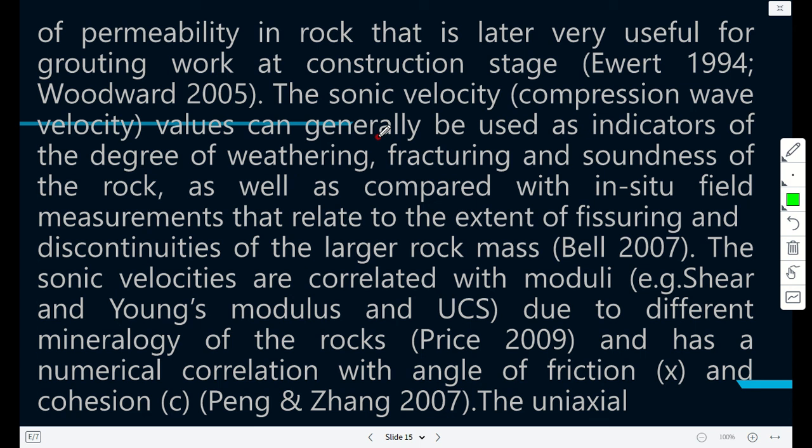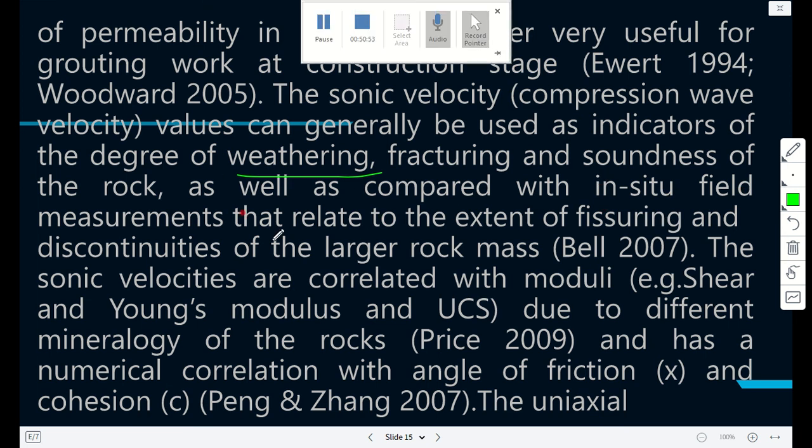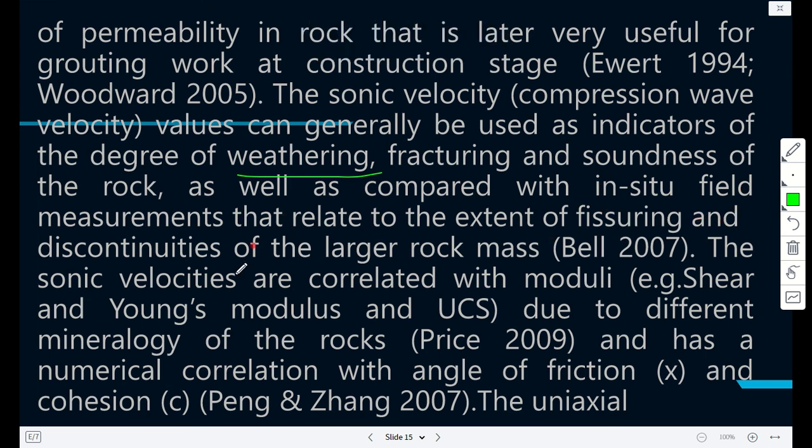The sonic velocity, compression wave values are generally used as indicators of degree of weathering, fracturing and soundness of the rock, as well as compared with the in situ field measurements that relate to the extent of fissuring and discontinuities of the rock mass. I think I already elucidated about this. If we know that the velocity in intact rock is so much, and the velocity in the one with the deformities is so much, then you can roughly estimate the level of soundness or the degree of fissuring.